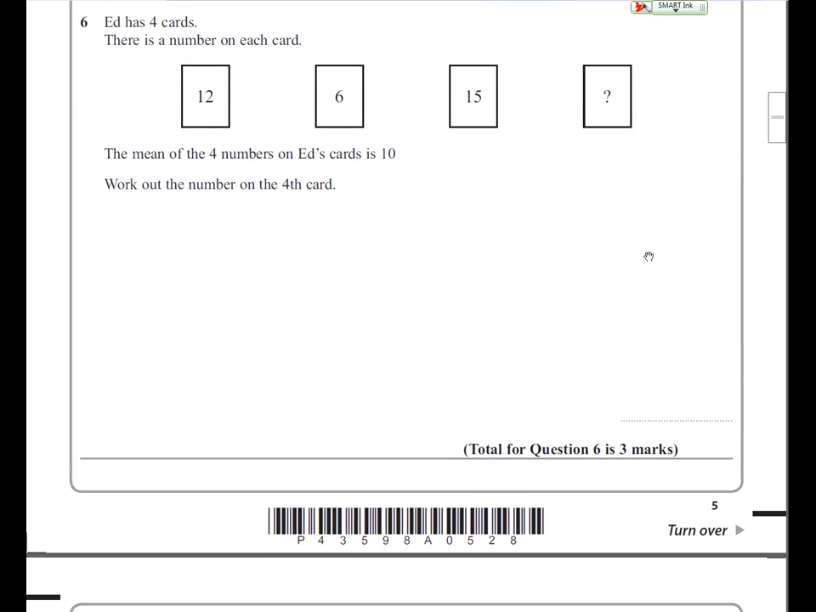Question 6. Ed has 4 cards. There's a number on each card. The mean of the numbers of the 4 cards is 10, but we don't know what one of the numbers is. We have to work out what that number is. Now, what does the mean mean? Add up, divide by how many?